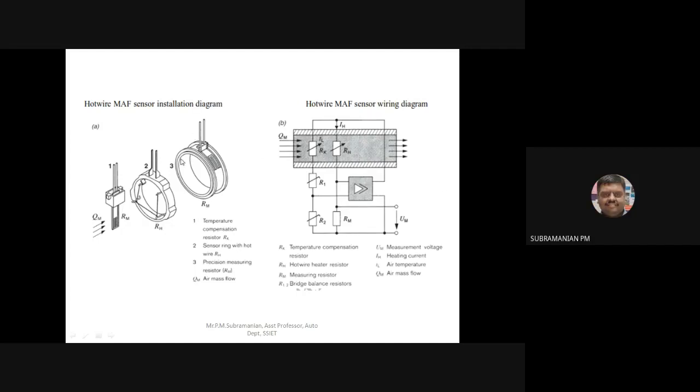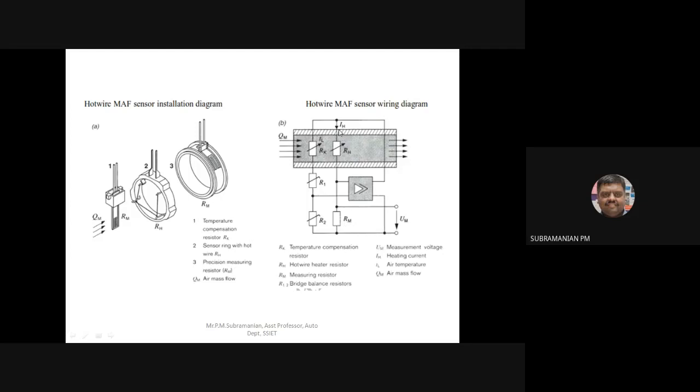You refer to this sketch. QM is airflow. RK is the temperature compensation resistor, similar to the video I showed. Then RH, the hot wire resistor. Then RM, the measuring resistor. And R1, R2, the bridge balance resistors. Measurement voltage is UM.